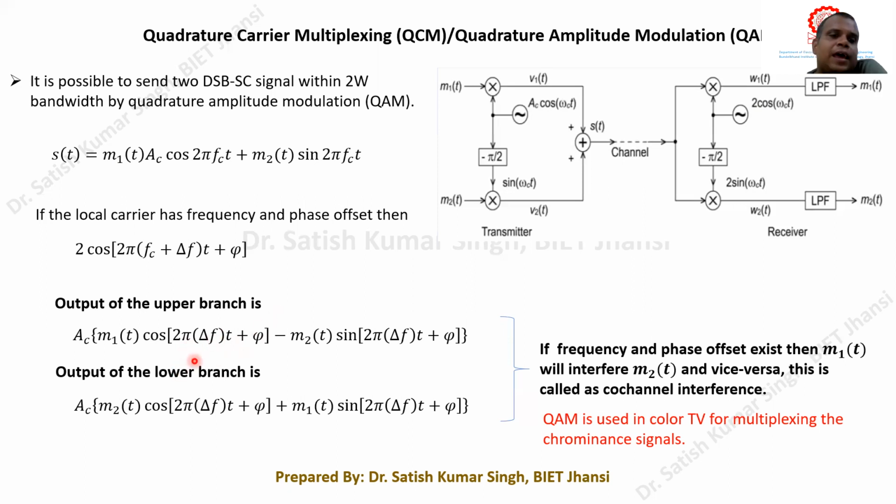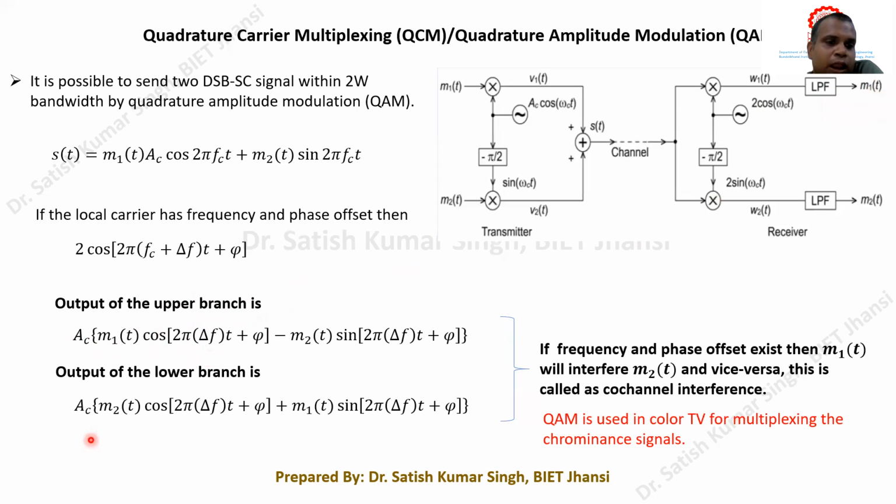If you substitute Δf and φ equal to 0, then m1(t) is multiplied with cos 0, minus m2(t) multiplied with sin 0. As we know, sin 0 equals 0 and cos 0 equals 1, so in that case we again get an output proportional to m1(t), which we are supposed to get. In this block diagram, in the upper arm our output should be proportional to m1(t) when it is perfectly synchronized with the carrier at the transmitter end and Δf and φ equal 0.